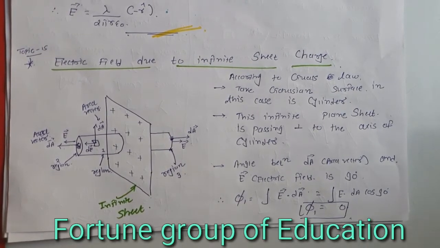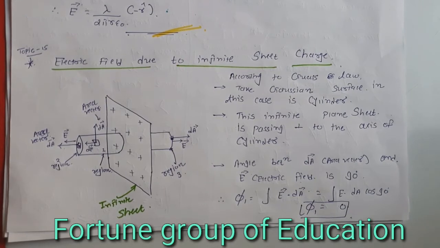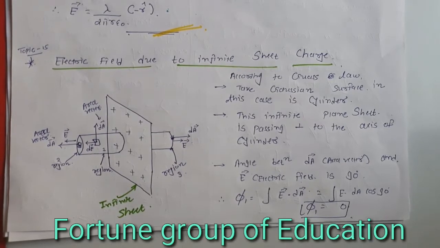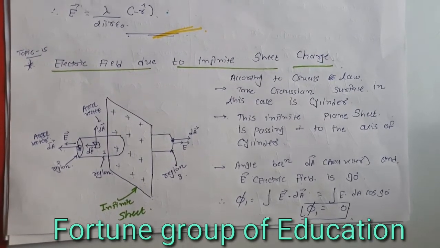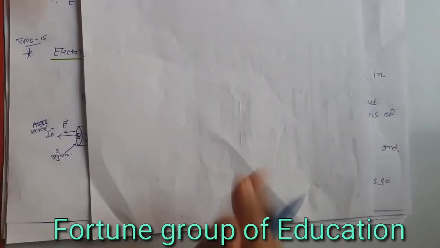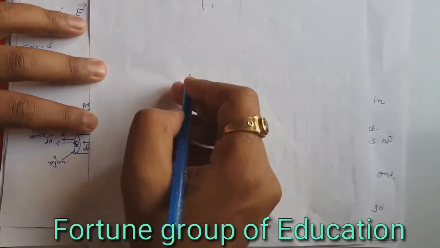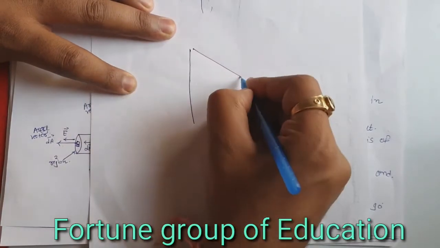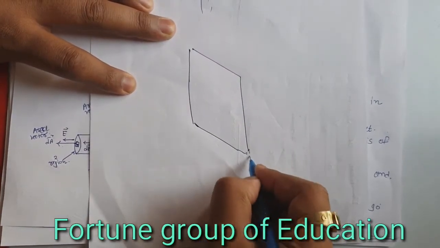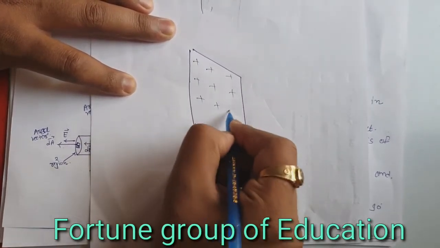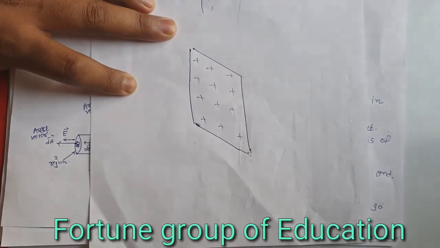Now this infinite plane sheet is passing perpendicular to the axis of the cylinder and the area vector dA. Here I will make a figure. This is a figure of the sheet charge, and I will tell you in one line what we have to find out. This is an infinite sheet charge, and here we can fill it with positive charge.